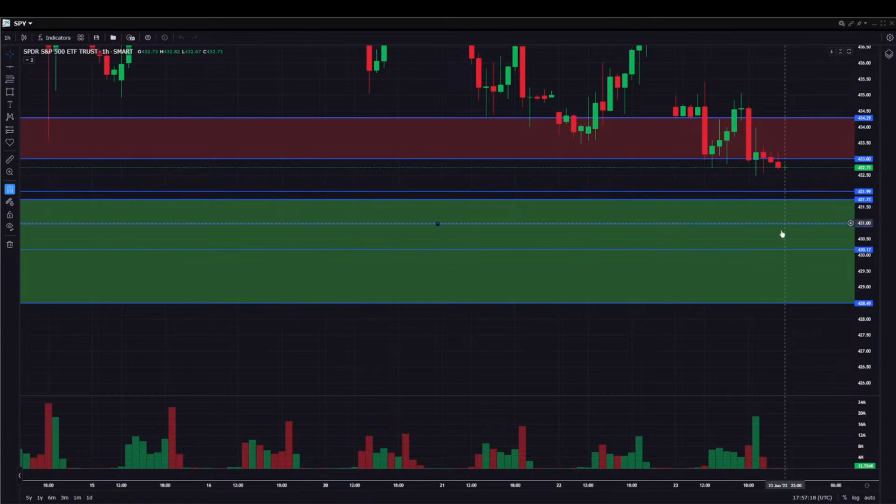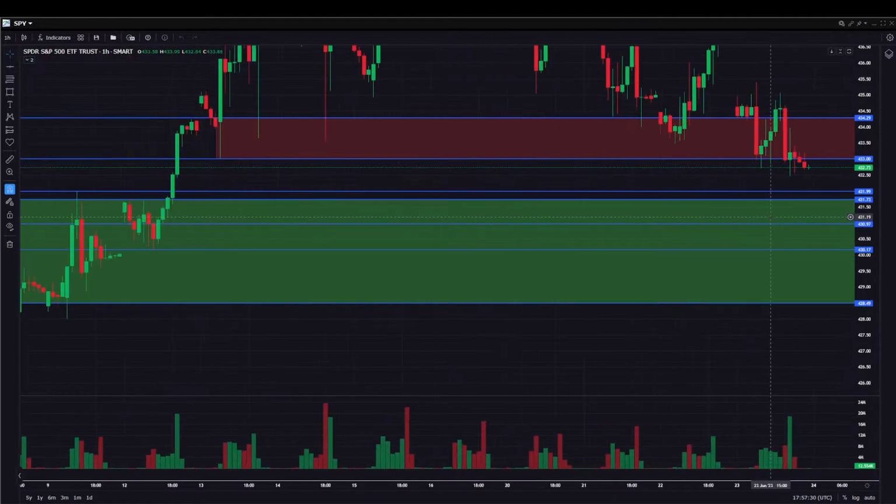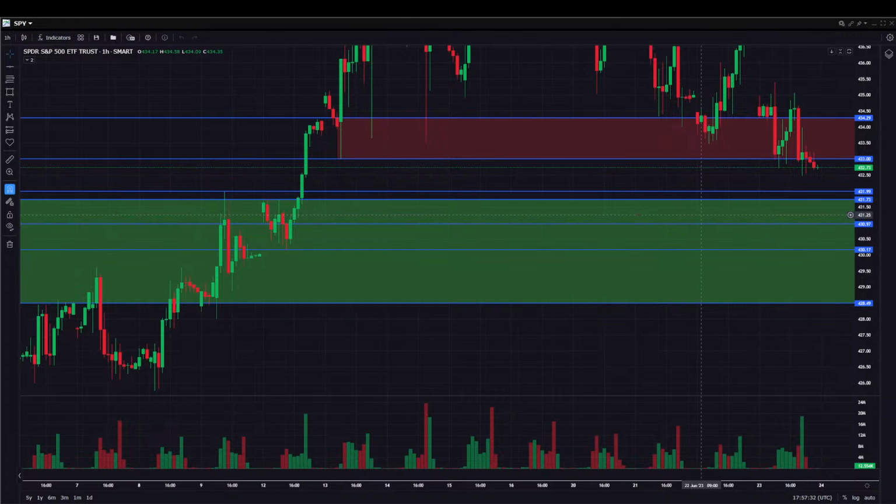But this whole area right here, to me, it's going to be a very tricky spot. Here is going to be clear cut for me. But right in this area, it's going to definitely need patience, just because I do have this overlapping zone. And then we do have this demand here.